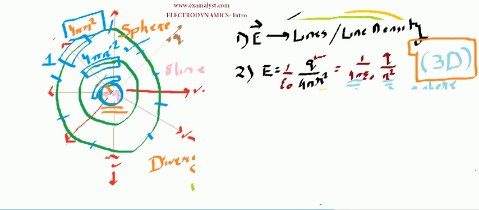So what is conclusion number 3? The conclusion number 3 is the electric field. If I take the 4 pi r square term here, then I am only left with q by epsilon naught. Agreed? I am only left with q by epsilon naught.